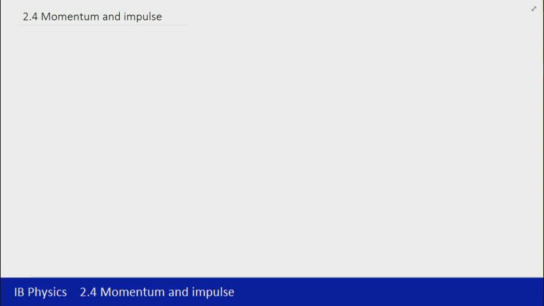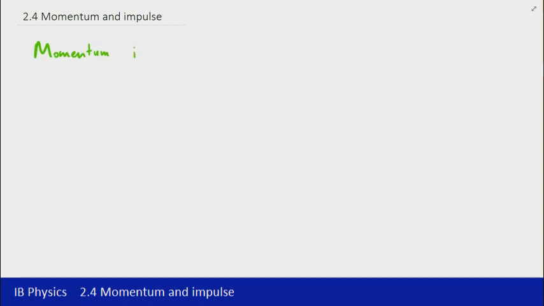Subtopic 2.4, we're looking at momentum and impulse. These two quantities are not quite as straightforward as some other quantities that we've dealt with in motion, but they're very useful in a few different scenarios. So first of all, we'll look at momentum, and once we've got a good understanding of momentum, that will logically lead into discussing impulse as well.